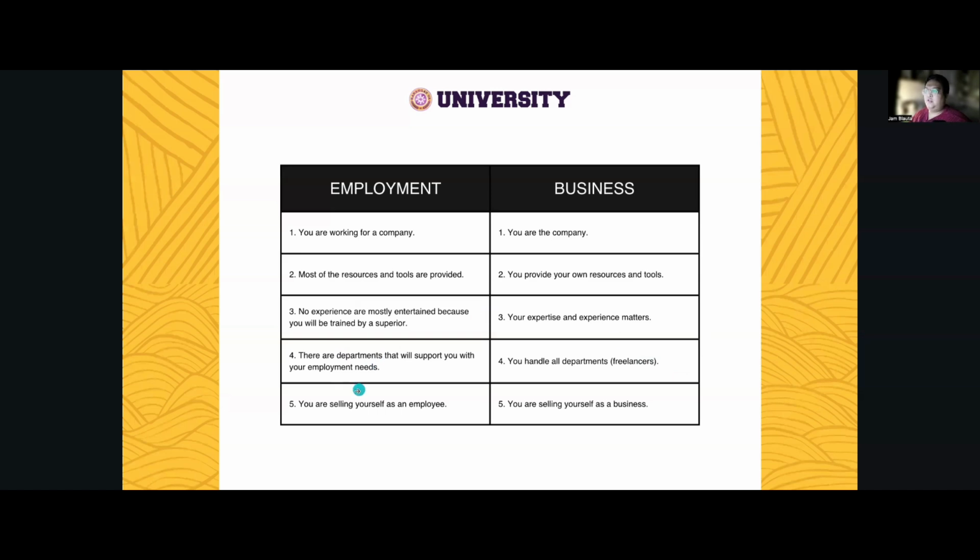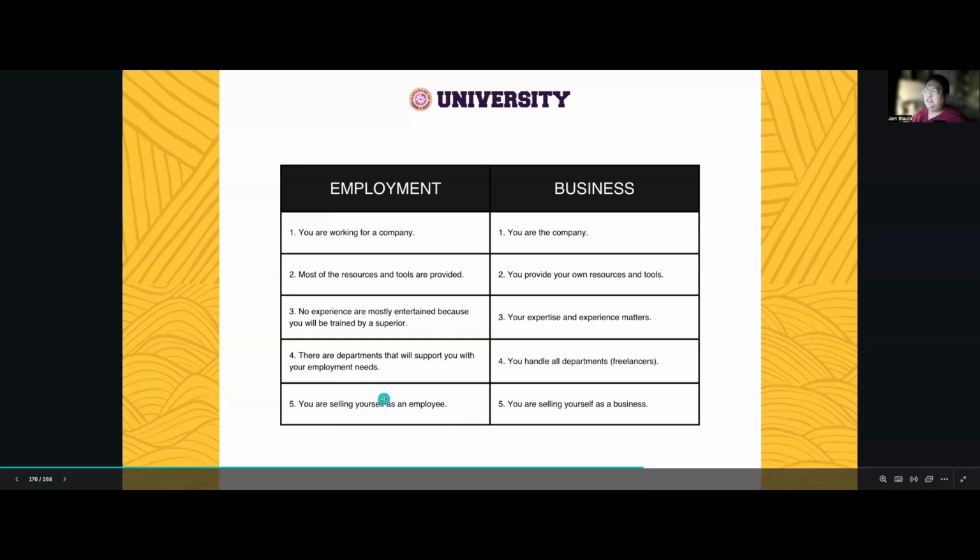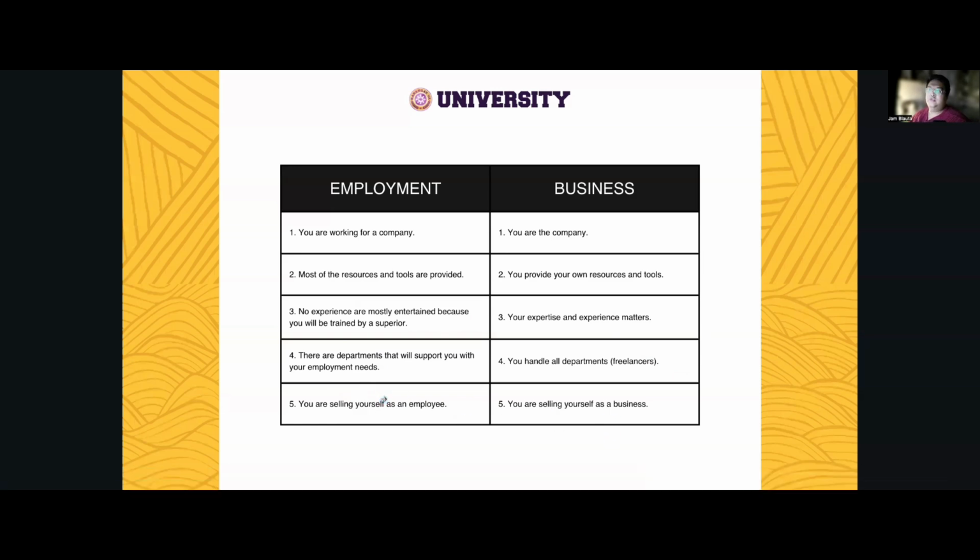And lastly, as an employee, you are selling yourself as an employee. Okay, that's what you guys normally do. You just use a random old resume, just update it, and then just send it to random people. That's how you do it before. But here, you are selling yourself as a business.